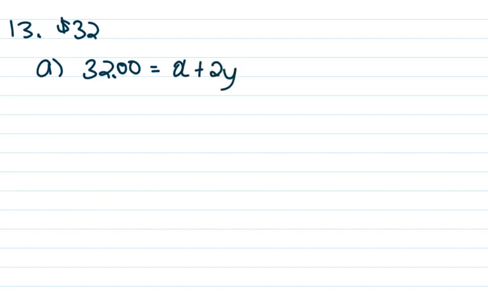All right, number 13. Josh has $32 in loonies and toonies. Write a linear equation expressing the total amount of money in terms of the numbers of loonies and toonies. So we have $32 equals x plus 2y, where x is the number of loonies and y is the number of toonies.